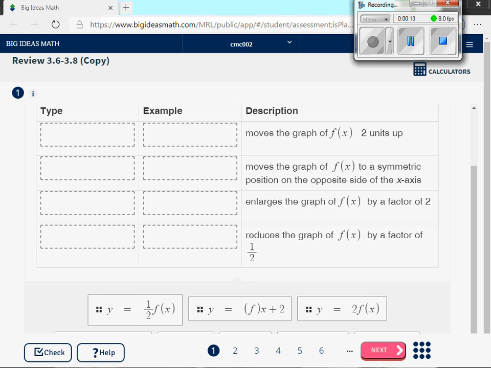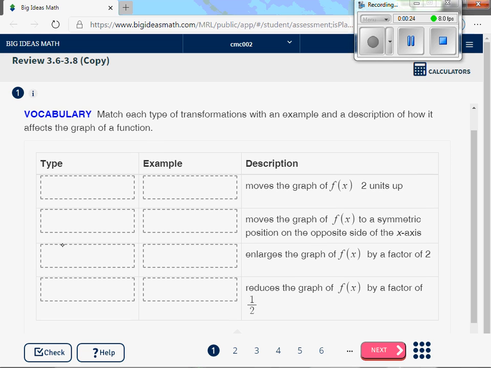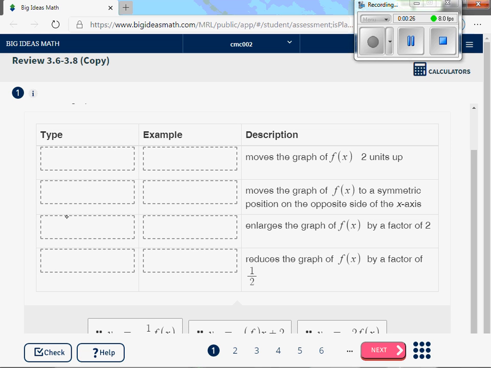Okay, so we're going to go over the review sheet today. Now, the first question we're looking at is question number 1. It's asking us to describe the transformation: match each type of transformation with an example and a description of how it affects the graph. The first description says it moves the graph of f of x 2 units up.